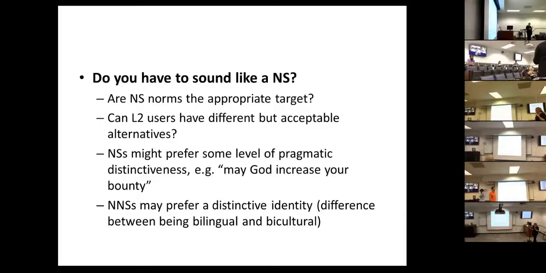So there are some similarities in terms of the use of pragmalinguistics and socio-pragmatic things in non-native speakers. So, for example, if a non-native speaker says to a native speaker, "May God increase your bounty," right? This is something that's often used not just for non-native speakers, but also for Indian English or African English speakers, right? Especially from certain parts of West Africa and South India.